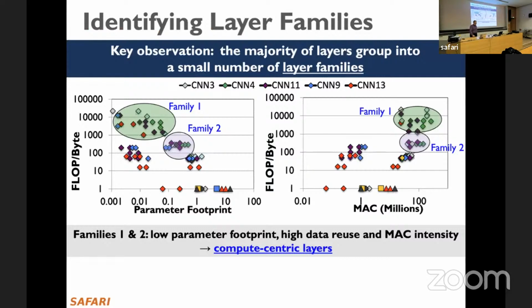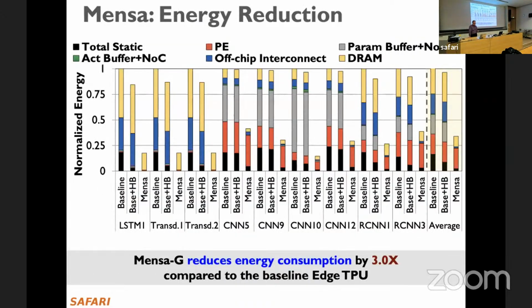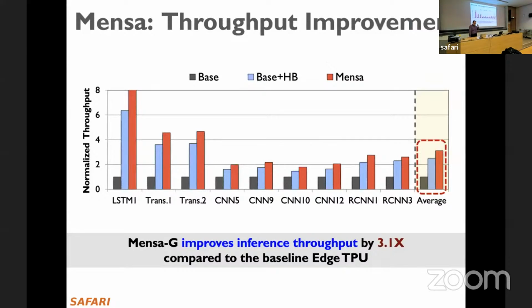By checking the flop per byte of different models, we can group them into 5 families. Families 1 and 2 are more for compute-centric layers, so you can map them to a CPU, GPU, or processor-centric accelerators. But families 3, 4, and 5 are more memory bound, so we need to use data-centric computing to accelerate them. With that, we show that Mensa can reduce energy consumption by 3 times compared to the baseline edge TPU, and also improves the inference throughput by 3.1 times compared to edge TPU.